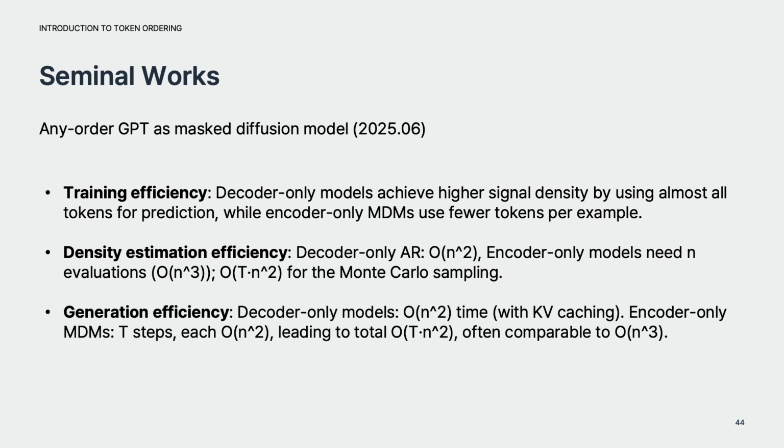Finally, regarding generation efficiency, decoder-only models require O of n squared with KV caching. Encoder-only MDMs require t steps for each O of n squared, leading to a total of O of t times n squared, comparable to O of n cubed. This is indeed correct. The paper uses different big O notation, but I slightly modified it for consistency with our previous seminars. The key conclusion is decoder-based models are more efficient in training, density estimation, and generation.